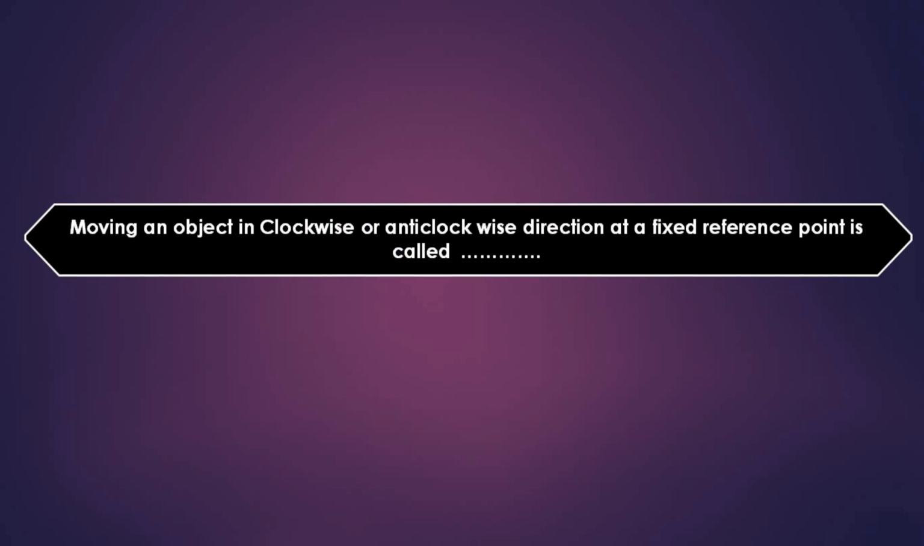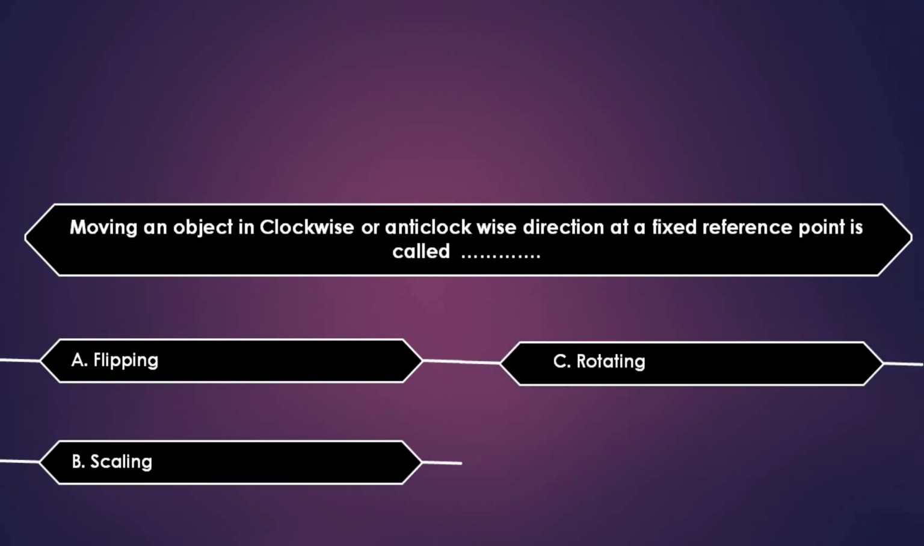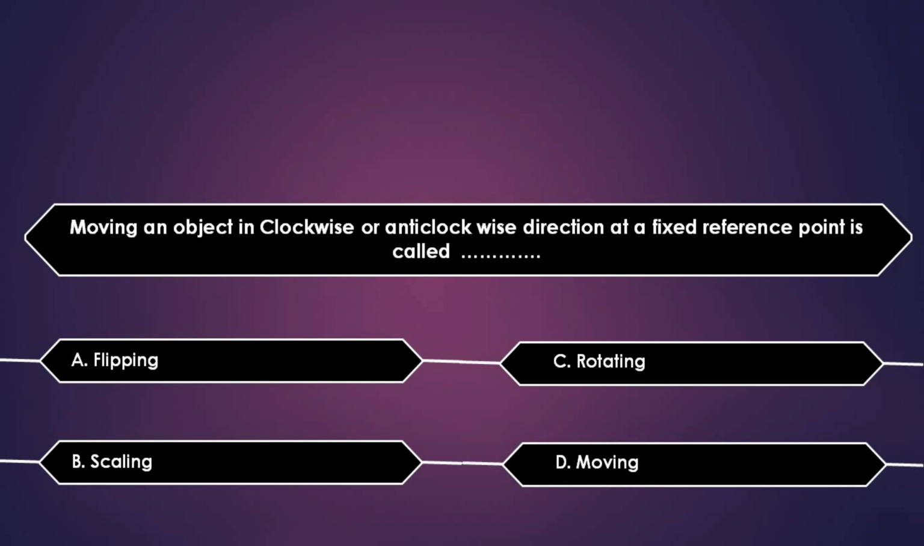Moving an object in clockwise or anti-clockwise direction at a fixed reference point is called dash. A. Flipping. B. Scaling. C. Rotating. And D. Moving. The right answer is rotating. Moving an object in clockwise or anti-clockwise direction at a fixed reference point is called rotating.